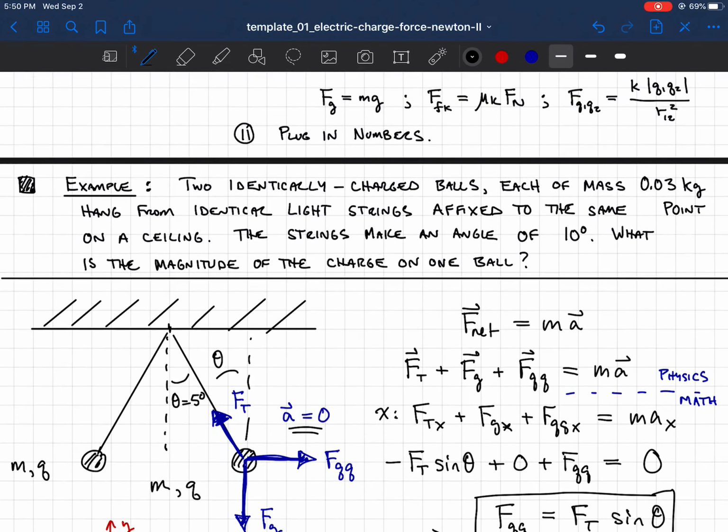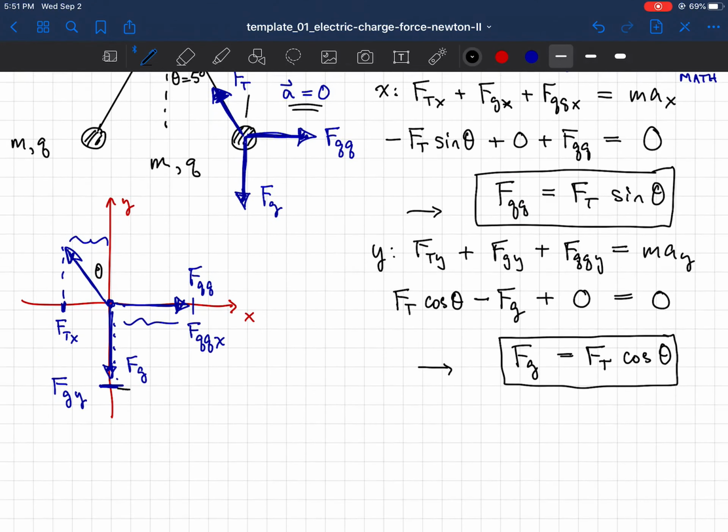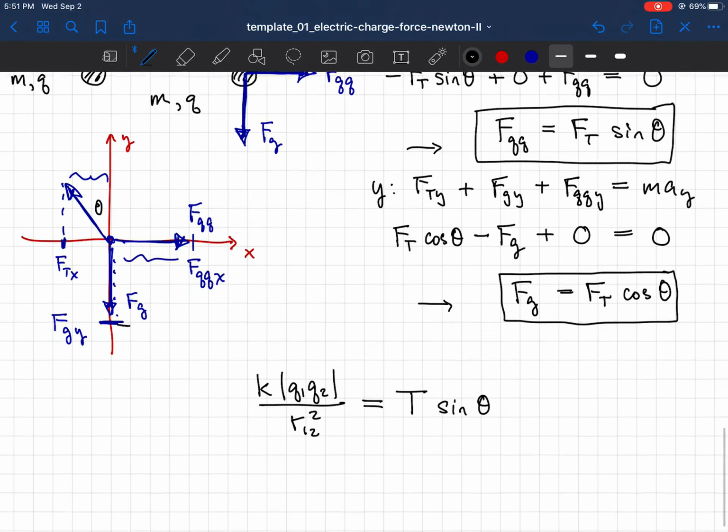So the question that was asked was, what is the magnitude of the charge on one ball? So that means what is the absolute value of Q? So where does that appear in my boxed equations? Well, it appears within the Coulomb force, as we said before. So now we can do that step where we plug in some of the expressions of the forces. So F_qq, remember, we know the expression for the magnitude. We were given it on the first page. So I'm going to write that as k Q1 Q2 over R12 squared is equal to, I'm just going to write F_T as T times sine of theta.